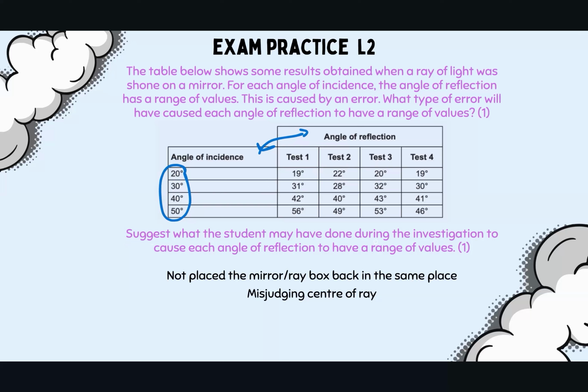Suggest what the student may have done incorrectly during the investigation to cause each angle of reflection to have a range. So number one, not placing the mirror or the ray box back in the same place, or misjudging the center of the ray.